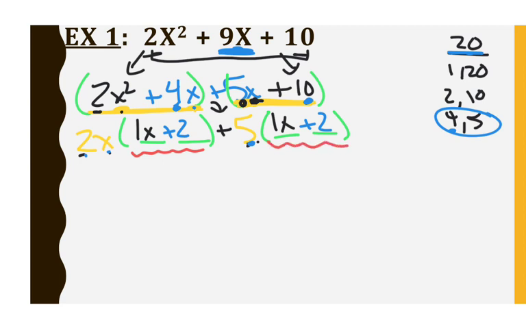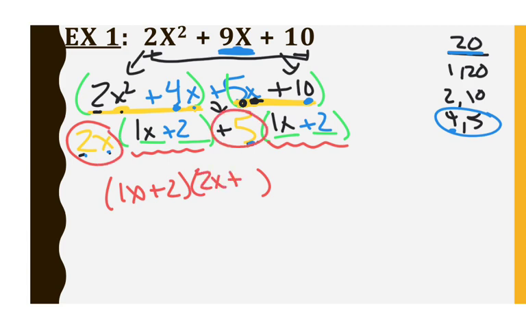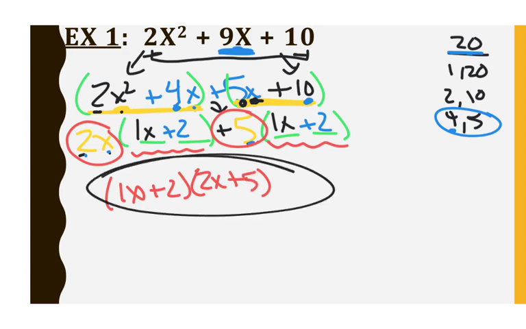So to write your final answer, you're going to write what's inside the parentheses one time, which is 1x plus 2. Then you're going to put a second set of parentheses right beside it, and whatever's in front goes in that. So 2x, and in front of this one, we have a plus 5. This is your final answer.